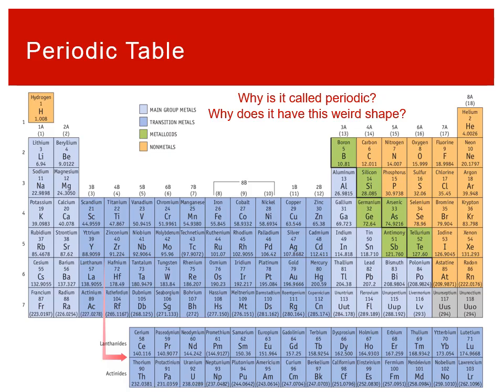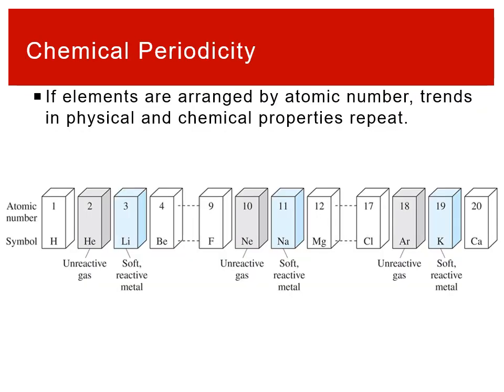And we want to start with the idea of why is it called periodic? What does that mean? And why does it have this particular weird shape, with all these different areas and colorations and things like that? So the idea of periodicity is that if you take all of the elements and arrange them by atomic number, you start to find some trends that show up, some trends in repetition of the physical and chemical properties. So here we can see 1, 2, 3, 4, all the way counting up.